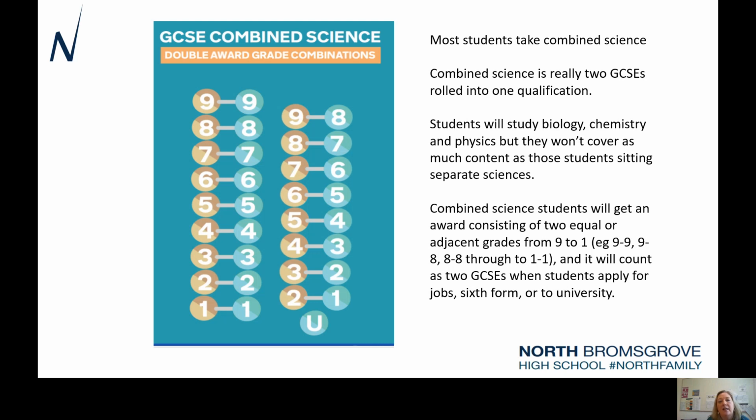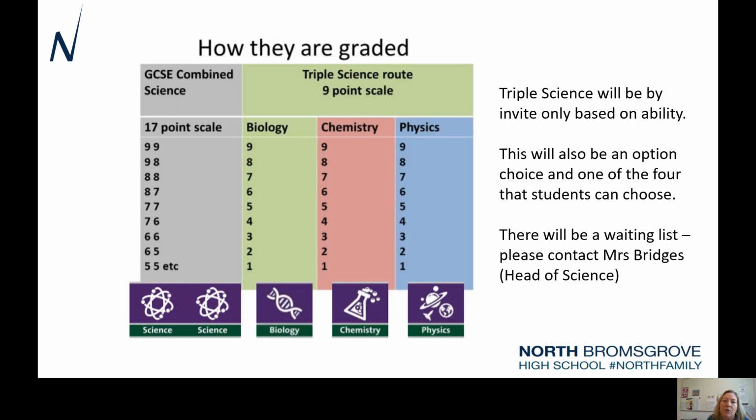And so the combined science, you will get 2 grades from it. And as you can see on the left from that image there, it's a double award. And the thing with combined science in comparison to triple, so I'll just move you on to triple, is with the triple science, you can see here, is you would get 3 qualifications, 3 separate grades from the triple science.